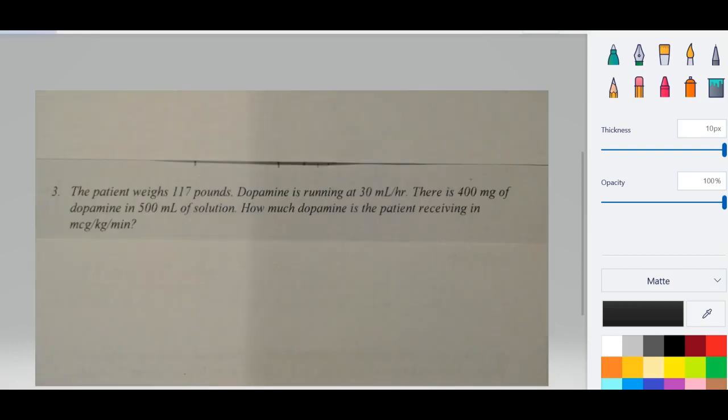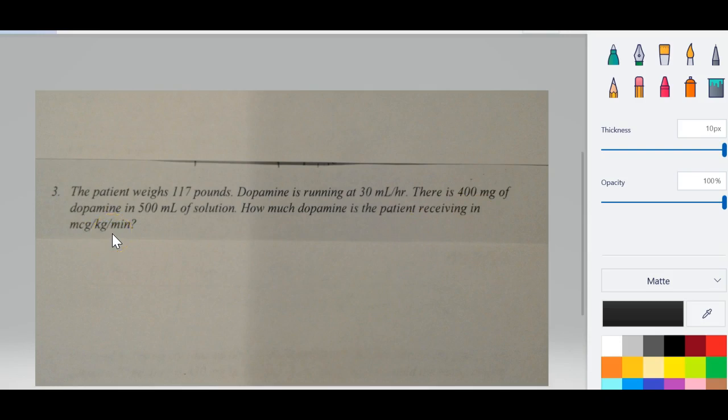So number 3 asks us, it states the patient weighs 117 pounds. Dopamine is running at 30 mLs per hour. There is 400 milligrams of dopamine in 500 mLs of solution. How much dopamine is the patient receiving in micrograms per kilogram per minute?